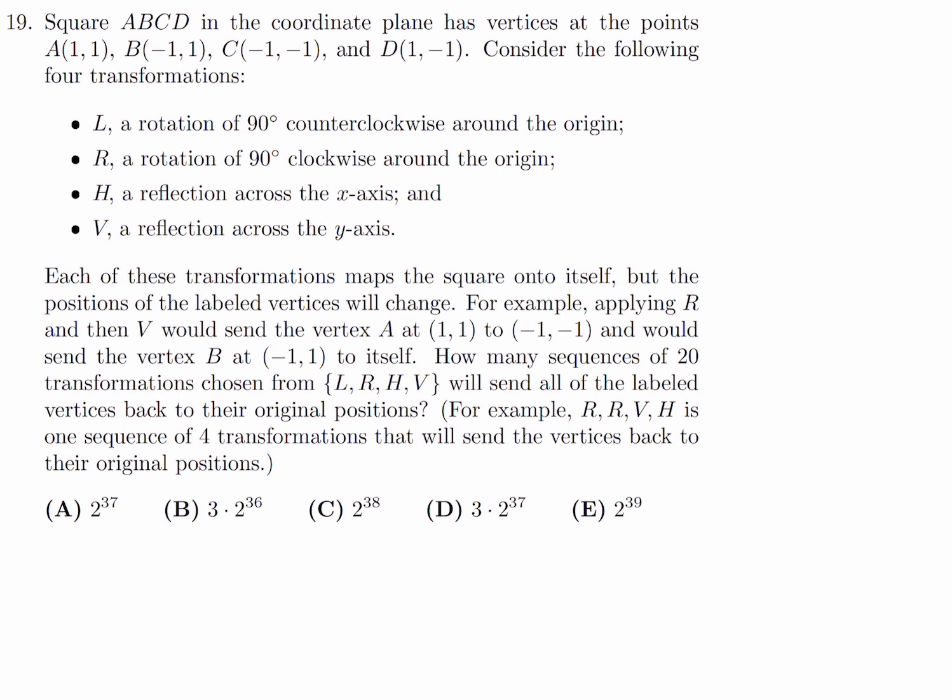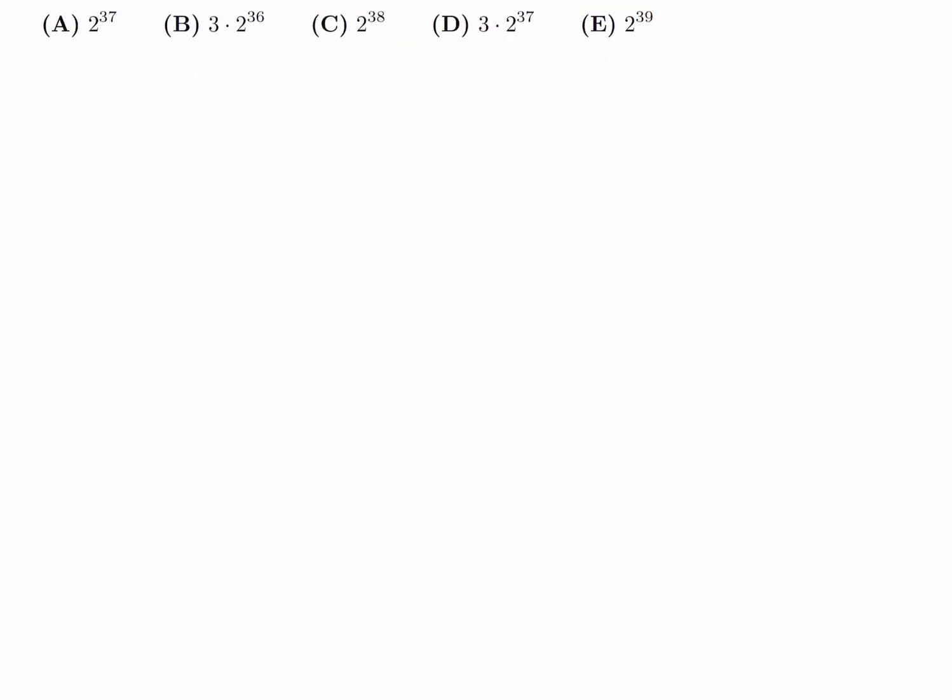Each of these transformations maps the square onto itself, but positions of the labeled vertices will change. For example, applying R and then V would send the vertex A at (1, 1) to (-1, -1), and would send the vertex B at (-1, 1) to itself. How many sequences of 20 transformations chosen from L, R, H, V will send all of the labeled vertices back to their original positions? All right, so we're going to need a lot of space for this.